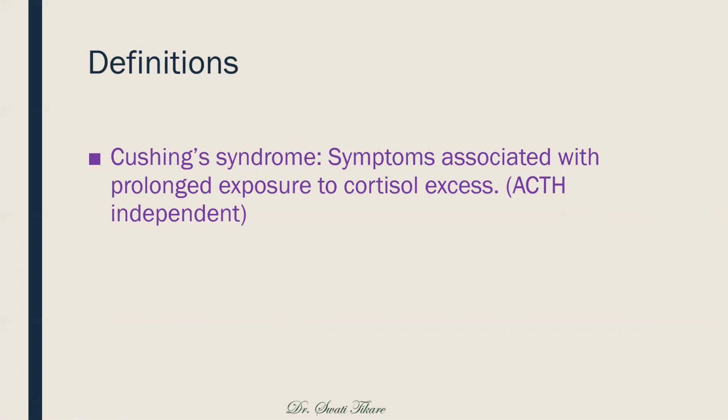So whatever the reason, when the body is exposed to excess of cortisol, the set of symptoms that comes is called Cushing syndrome, and this is ACTH independent. That means it is not happening because there is more of ACTH, and in response to ACTH, cortisol is being produced. The ACTH here is normal, or because of the negative feedback mechanism, it may be also decreased.